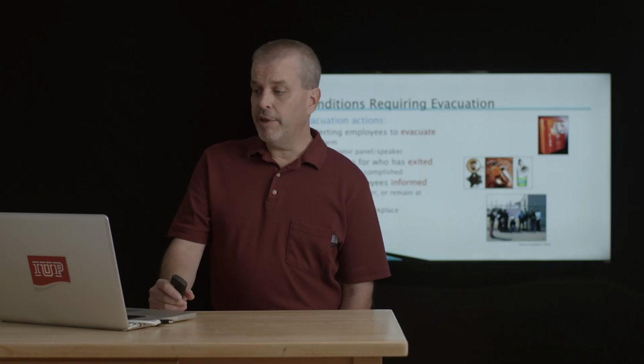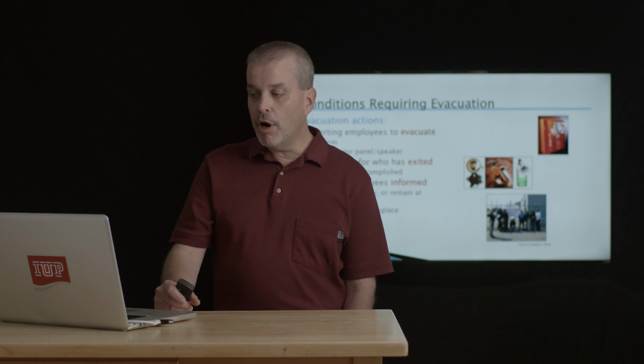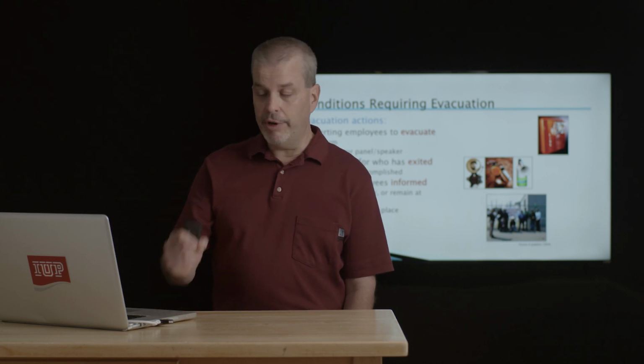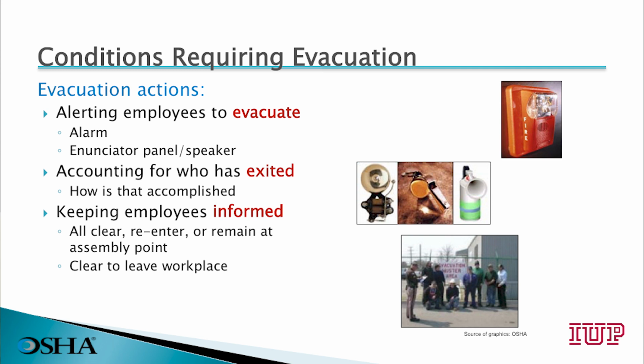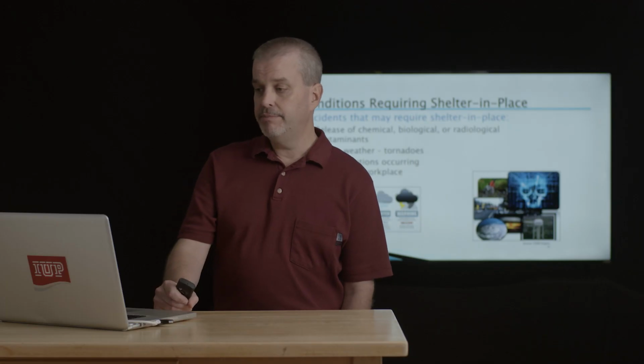Part of our evacuation plan needs to ensure that we have an alarm or an annunciator to alert employees that an evacuation is necessary. We need to have a procedure in place to ensure that we can properly and fully account for any workers, visitors, or contractors that are located at our facility. And during the emergency event, we want to make sure that we have the ability to inform employees to ensure that when it's all clear that signal is provided and it's safe to re-enter, or we will remain at the assembly point.